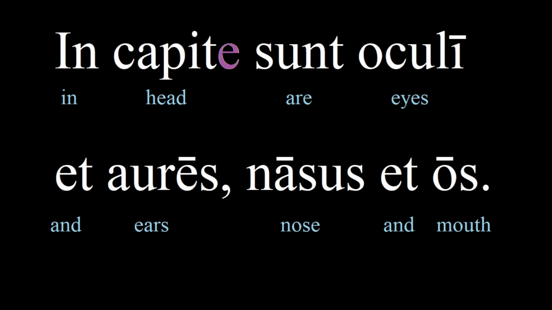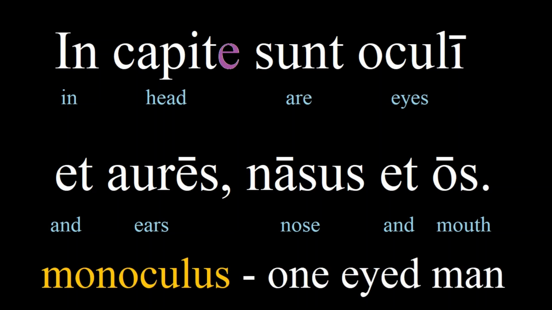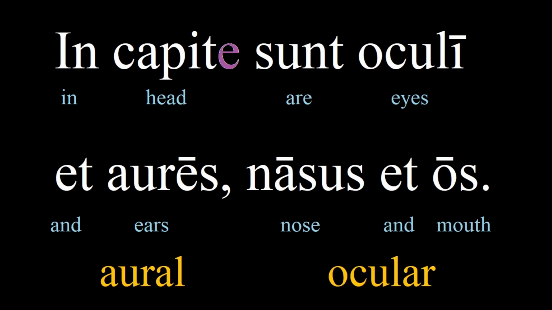But the word oculus is a second declension noun, so Oculī is the plural form, as is aures. And a monoculus only needs to wear a monocle because this means one-eyed man. So oculus is an eye, which means that auris is an ear. The au tells us this has something to do with audio or sound. And these can help us learn the following English words. Aural, pertaining to the ear or hearing. Ocular, connected with eyes or vision. And an ocular lens is an eyepiece.